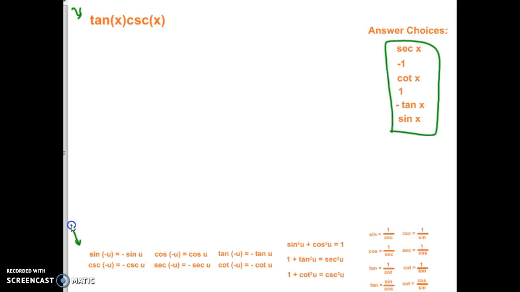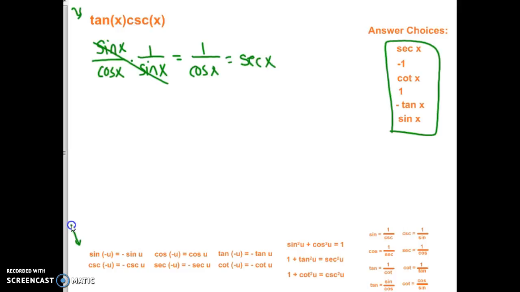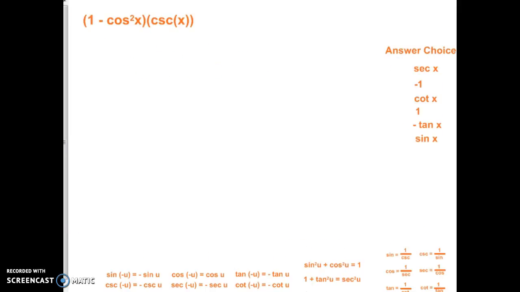One of the strategies I use is always getting things down to sines and cosines. So tan I would rewrite as sine x over cosine x. Cosecant x I'd rewrite as 1 over sine x. I like that because, wow, when you multiply, these cancel. And I'm left with 1 over cosine x, which is secant x. That's my answer choice.